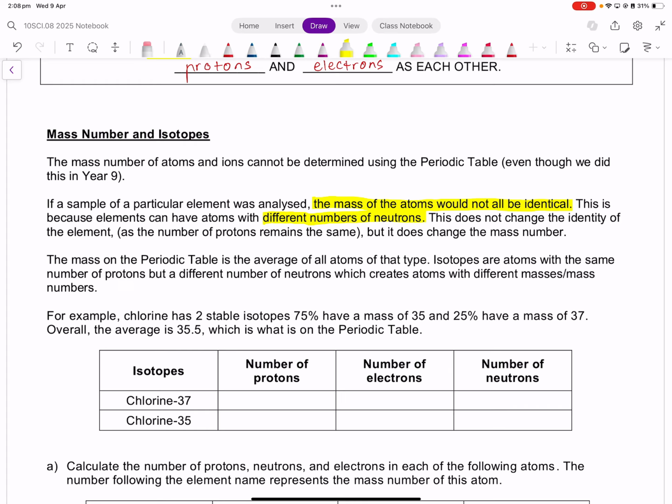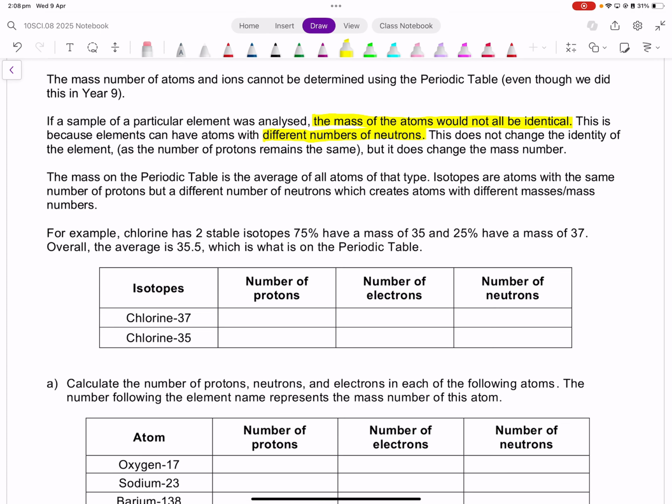Okay. Now, it doesn't change the identity of an element. So it means that carbon can weigh 12, or carbon could weigh 13, or carbon could weigh 14. Okay. Same element, just a different weight. Okay, so the mass on the periodic table, important thing for you to note, is the average of all of the atoms of that type. So one that I would like to point out to you right now is going to be, let's go with chlorine. So I want you to look for element number 17 on your periodic table.